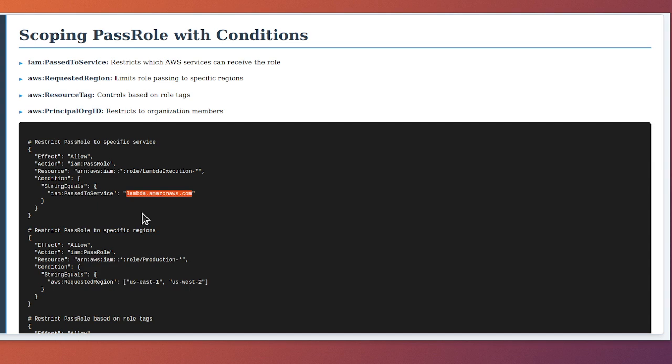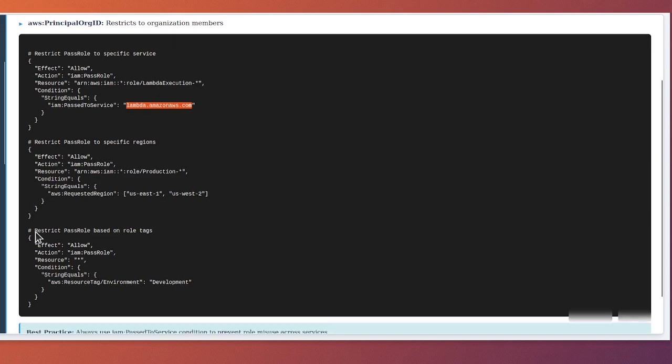You must use the correct service principal such as lambda.amazon.aws.com for Lambda, ec2.amazon.aws.com for ec2, or ecs-tasks.amazon.aws.com for ecs tasks. The second code example shows how to restrict pass role to specific regions. The resource field uses arn:aws:iam::role/production-* to match roles starting with production-.